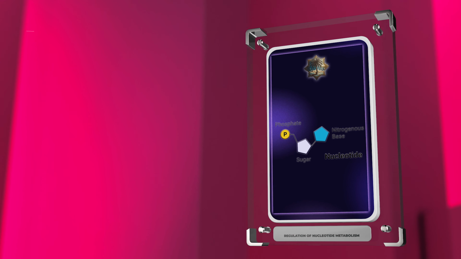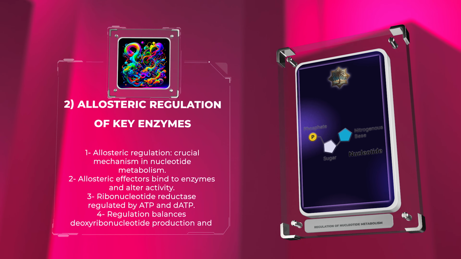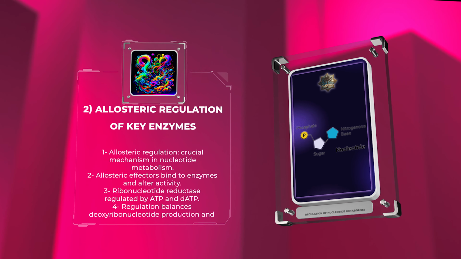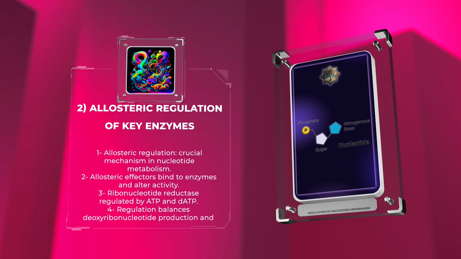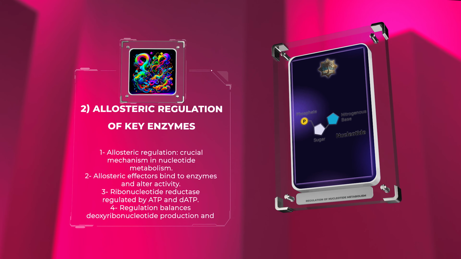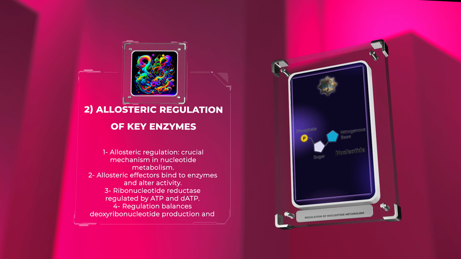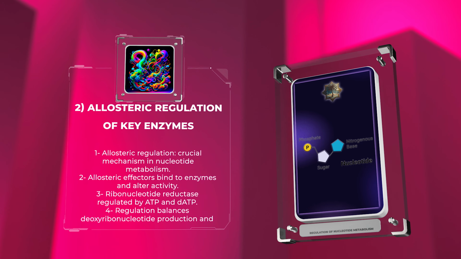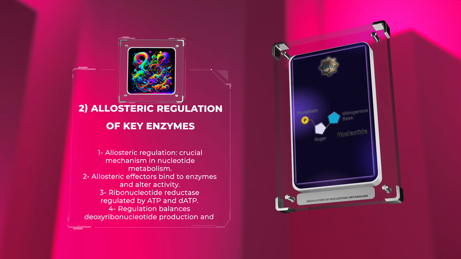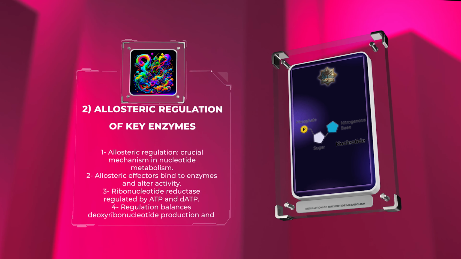Apart from feedback inhibition, allosteric regulation is another crucial mechanism controlling nucleotide metabolism. Allosteric regulation involves the binding of molecules, known as allosteric effectors, at specific sites on enzymes, resulting in a conformational change that alters the enzyme's activity. In nucleotide metabolism, the allosteric regulation of key enzymes, such as ribonucleotide reductase, ensures precise control over the synthesis of deoxyribonucleotides required for DNA replication and repair. Allosteric effectors, such as ATP and dATP, modulate the activity of ribonucleotide reductase, regulating the balance between the production of deoxyribonucleotides and the availability of their precursors.